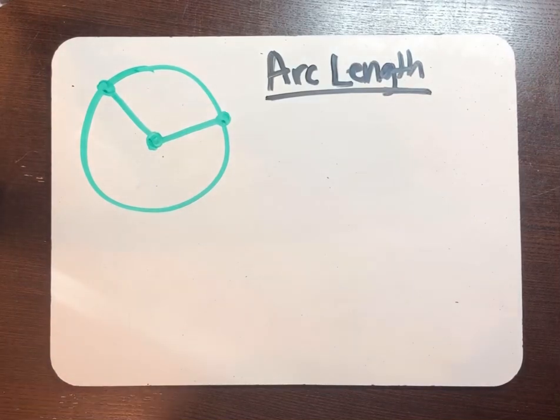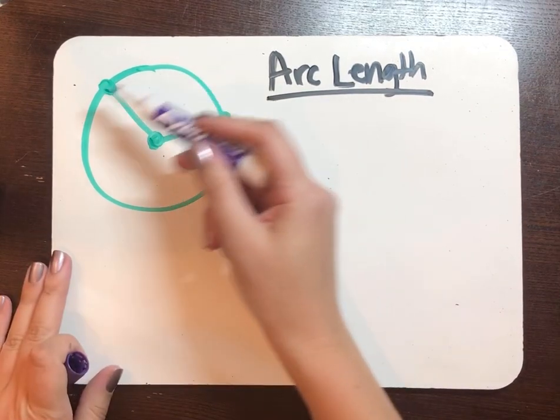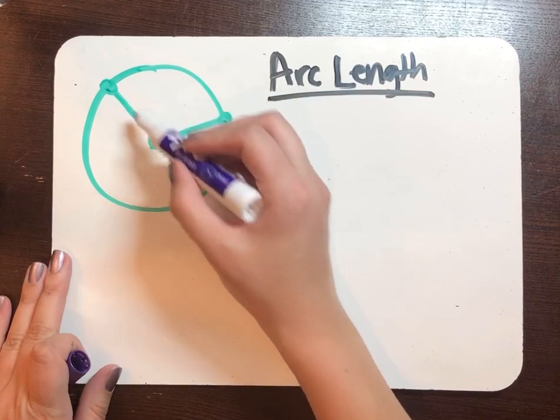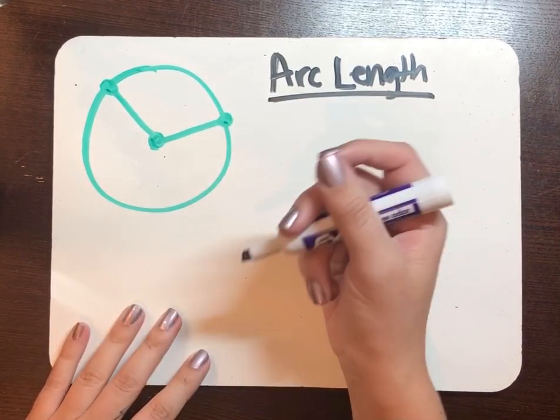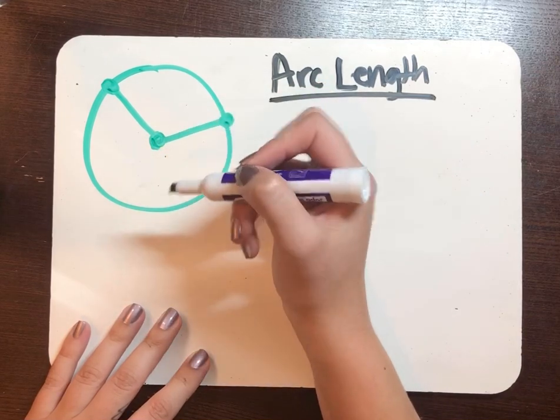We're going to start by talking about the general formula for determining the arc length of a circle. So if I have a circle here, this angle here is called a central angle. Usually, we've talked about this very briefly in class.